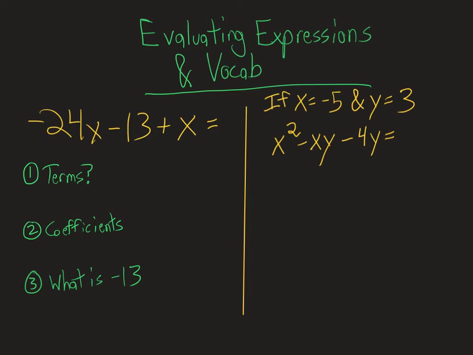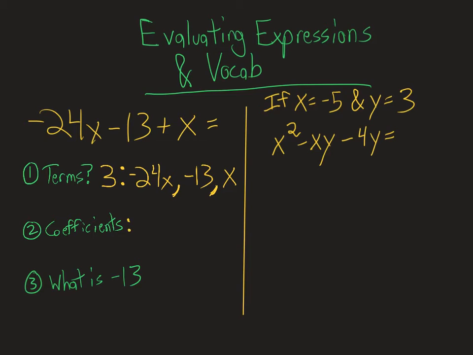All right, number 1, the terms. How many? There are 3 of them. And if we were going to list the 3 terms, they're just everything you see there. The negative 24x, that's 1 term. The negative 13, that's another term. And the x, that's our 3rd term.